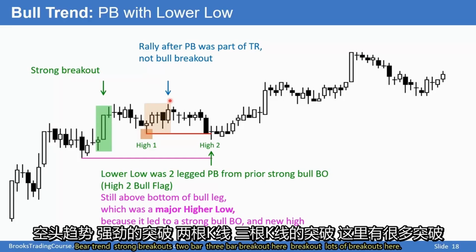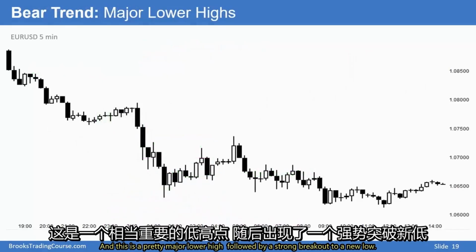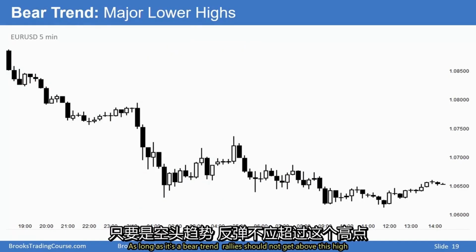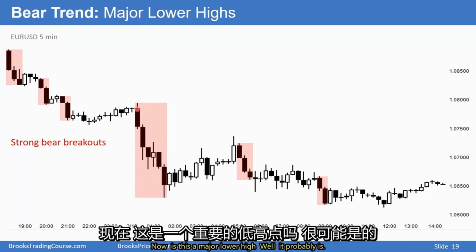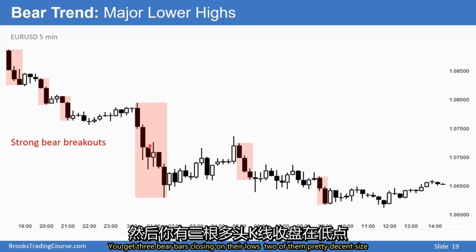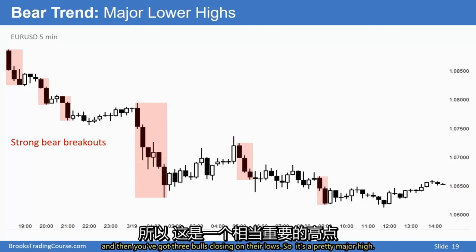Rally here was only a bull leg and a trading range, not a resumption of the bull trend. Bear trend, strong breakouts, 2-bar, 3-bar breakout here, lots of breakouts here. And this is a pretty major lower high, followed by a strong breakout to a new low. As long as it's a bear trend, rallies should not get above this high. So that's a pretty major high.